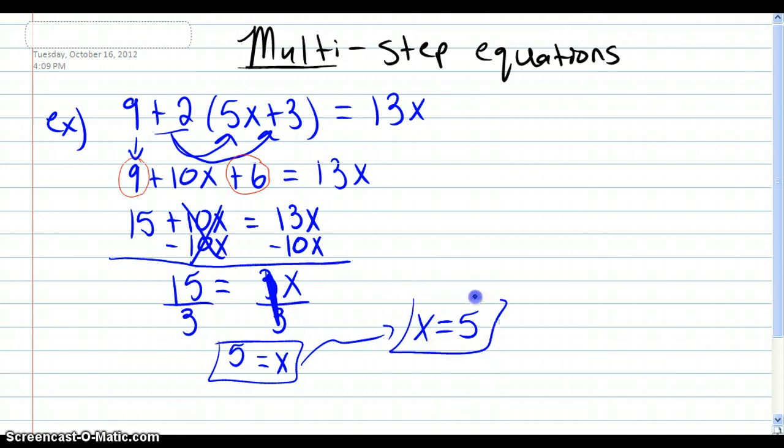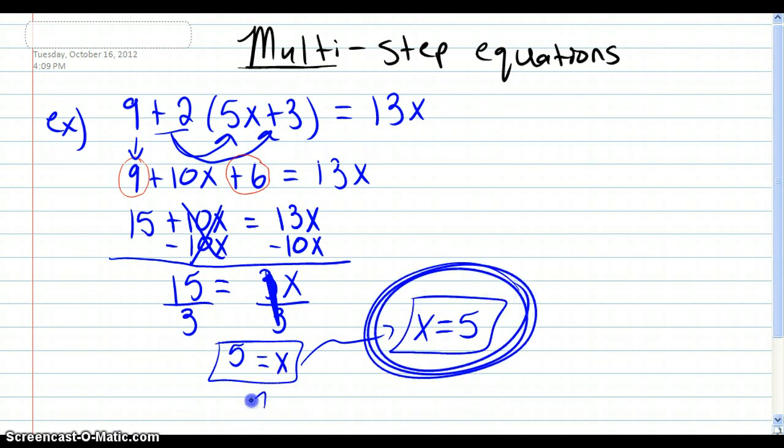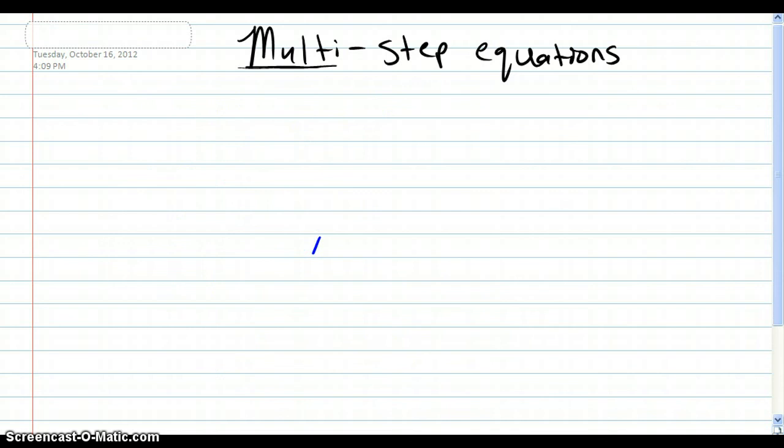Just depends how you want it to be written. Usually we write it like this, but this is also okay. Just depends on your preference. Alrighty, let's try one more example.